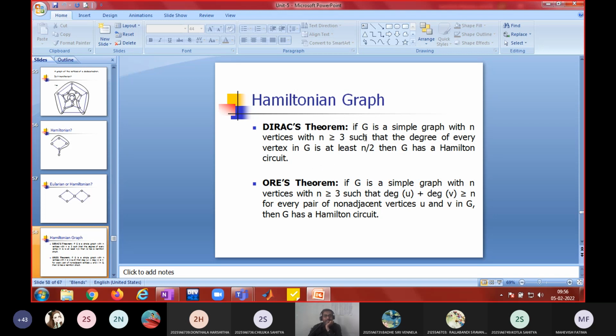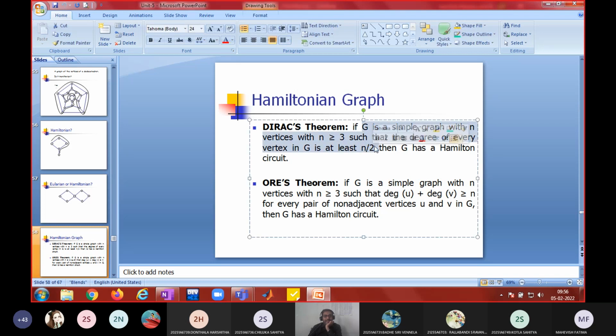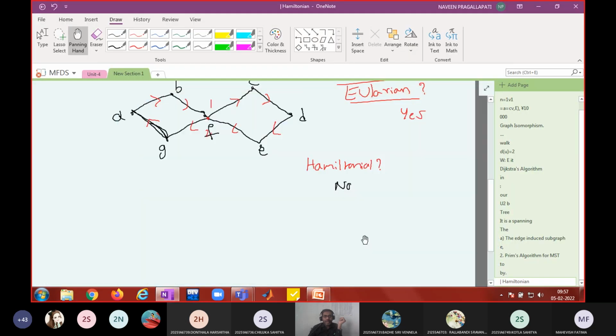If, then. You observe this statement, this is the if part. If this condition is satisfied, then it is going to be Hamiltonian. What is that condition? Every vertex should have at least n by 2 degree. It is in the form you studied in logic, right? If P, what is P? Some condition. If the condition is satisfied, then G is Hamiltonian. That is what the theorem says.